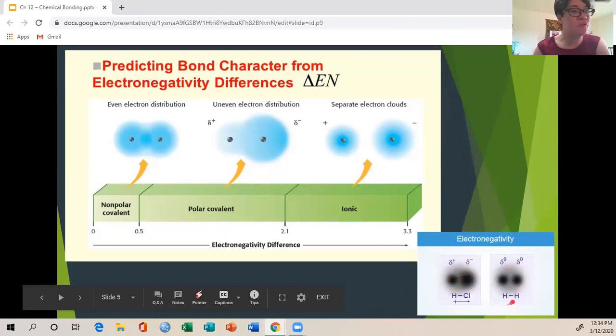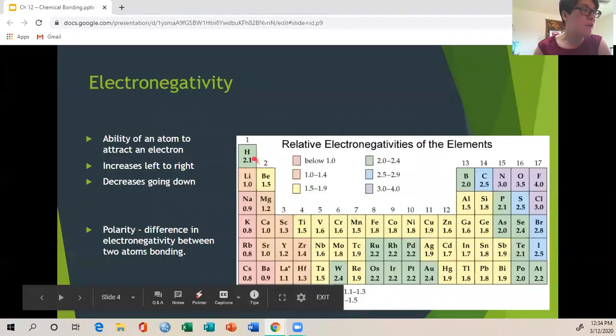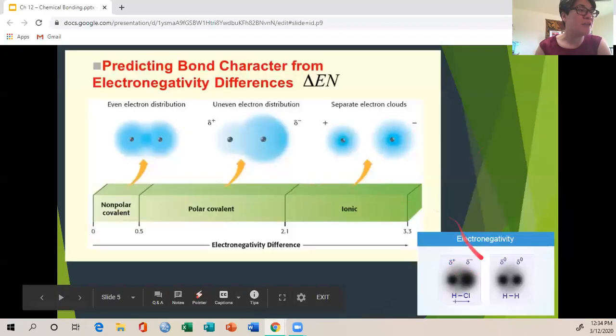And then here, these are 2 hydrogens bonded. They have equal electronegativities of 2.1. So if you subtract 2.1 from 2.1, that's 0. So that means this is going to be a perfectly nonpolar bond, and they're sharing evenly. So we would be way over here on the spectrum, and that would be nonpolar.